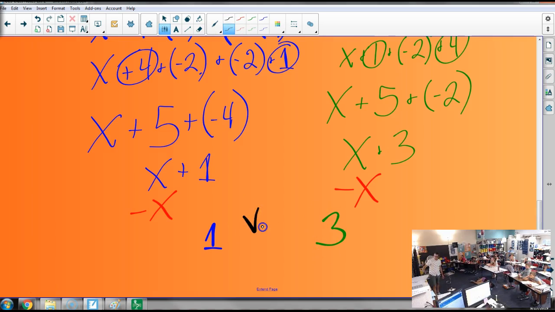And if we compare 1 versus 3, what symbol should go in the middle? You can even take away 1 from each of the sides. We could take away 1 from each of the sides. But we already know the right one's greater.